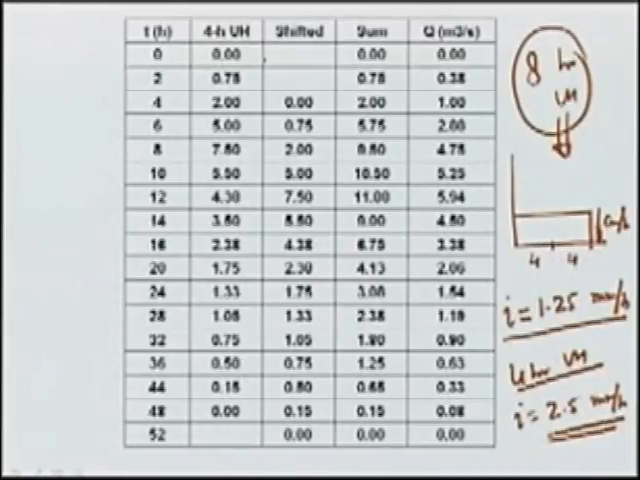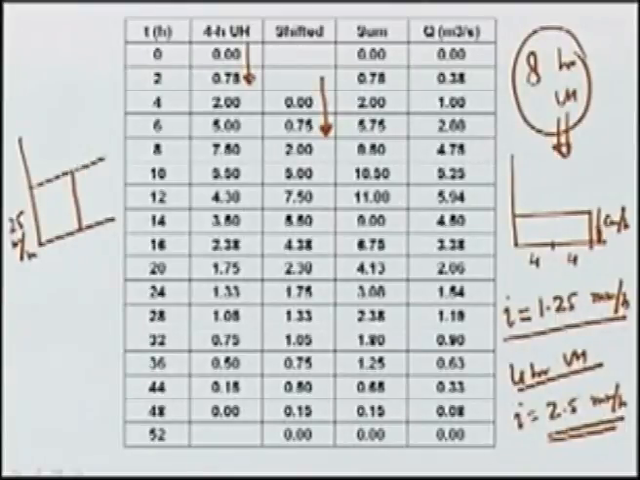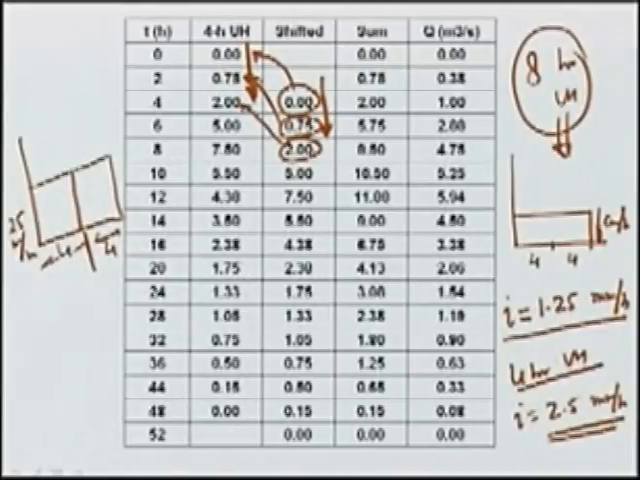So, we can add two 4-hour UH. So, this is the first 4-hour unit hydrograph shifted by 4 hours. If you look at these two columns, 2.5 millimeter per hour, 4-hour and 4-hour. This column represents the DRH because of a rain of 2.5 millimeter per hour for 4 hours. This represents the same thing, but shifted by 4 hours because the rainfall is now starting after 4 hours. So, we have 4-hour unit hydrograph ordinates shifted by 4 hours. So, this value corresponds to 0, the value at 6 corresponds to 2, 8 to 4 and so on.